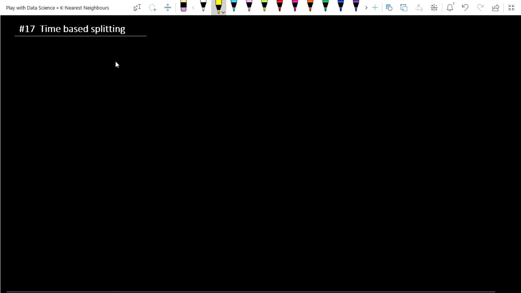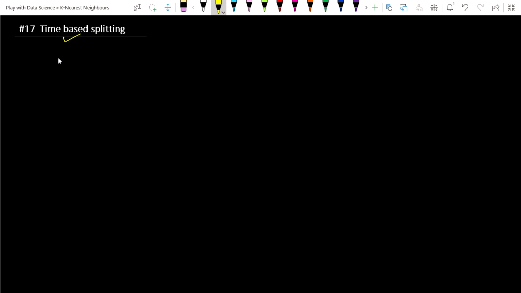So till now we have used the data sets and we have been splitting the data sets randomly. But the main problem is that sometimes random splitting is not better. So in such situations we have to use a better splitting technique, that is time based splitting. So let's see where and when we have to use this time based splitting concept.